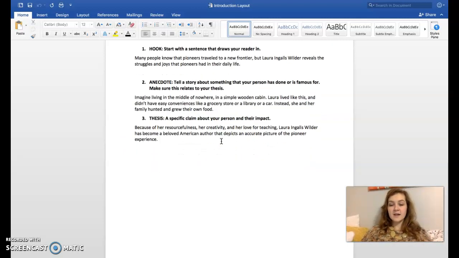And then finally, I'm ending my introduction with my thesis. And it says, because of her resourcefulness, her creativity, and her love for teaching, Laura Ingalls Wilder has become a beloved American author that depicts an accurate picture of the pioneer experience. That's it. That's my whole introduction.